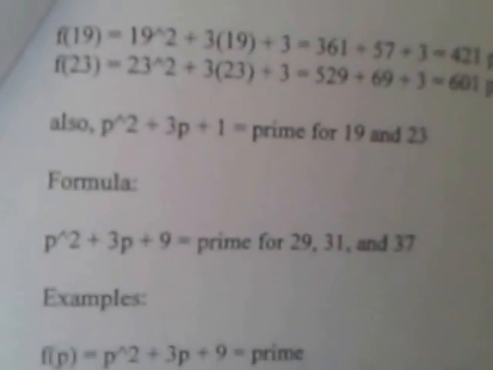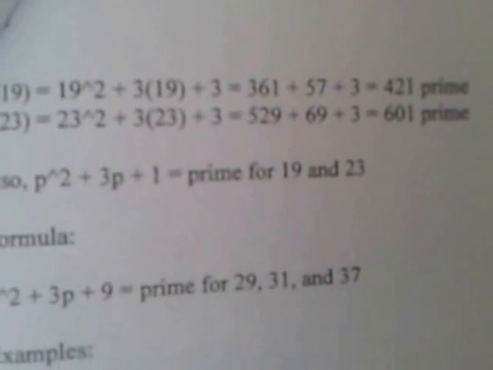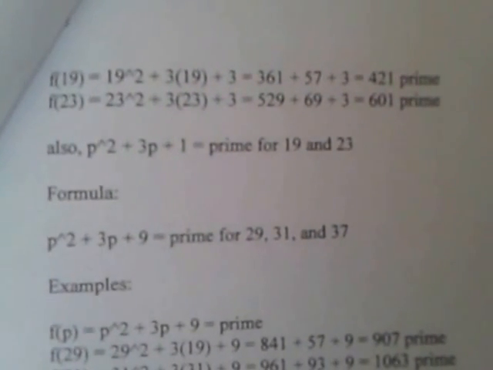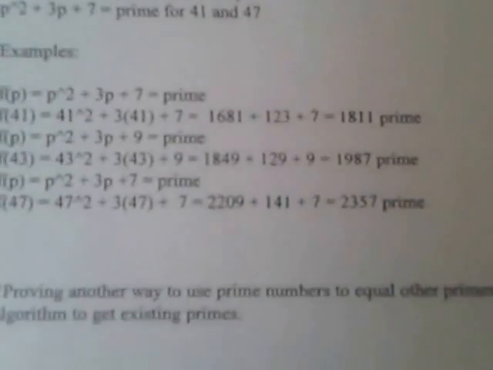For this one, f of 19 equals 19 squared plus 3 times 19 plus 3 equals 361 plus 57 plus 3 equals 421, prime. And then you do the next one, which is 23, and that becomes 23 squared plus 3 times 23 plus 3, which gives you 529 plus 69 plus 3 gives you 601, prime. So there are other examples as you go along.